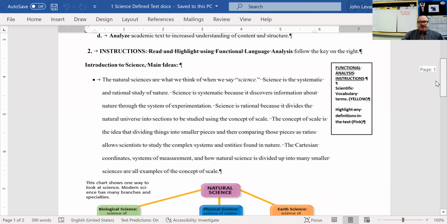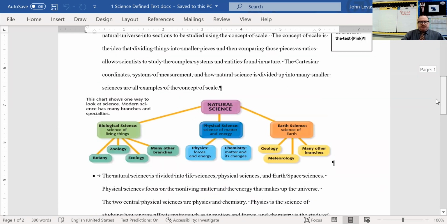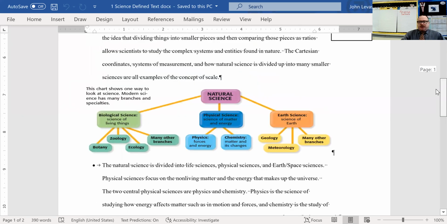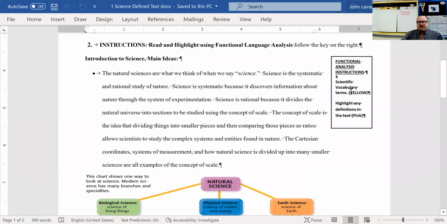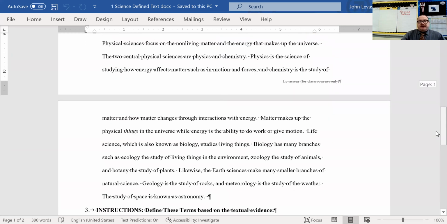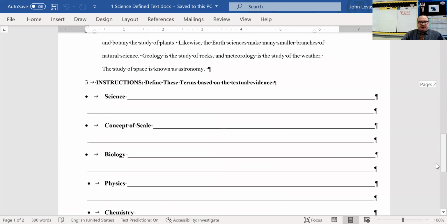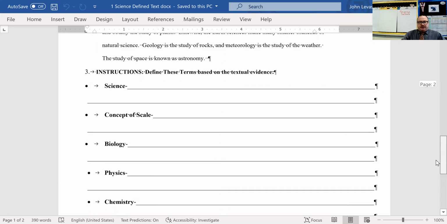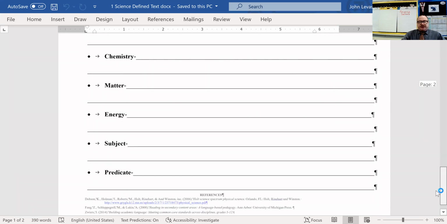So in section 2, we have a reading, and we'll take turns reading this aloud. And we'll also highlight for science vocabulary words and for definitions. And there are several definitions in this reading. Often in science writing, you have definitions built into the text. So we should be able to find most of these definitions in the reading.